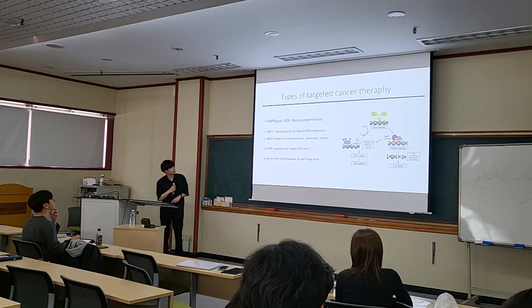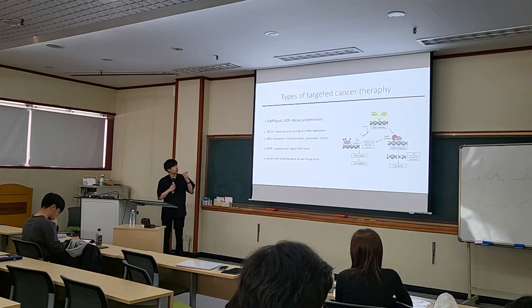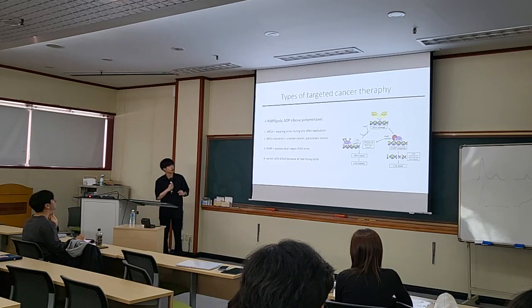And the last example is PARP, poly-ADP ribose polymerase. Before I explain PARP, we need to know about BRCA. BRCA is a substance that repairs errors during DNA replication. If we get a mutation of BRCA, we cannot repair the errors during DNA replication, and this leads to ovarian cancer or pancreatic cancer.